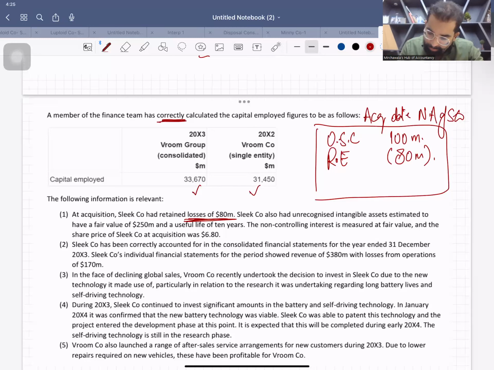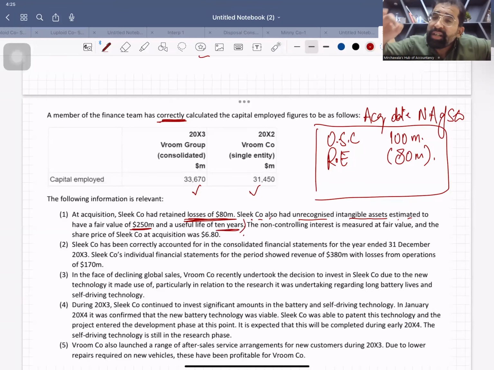So the next thing is Sleek company. You remember the fair value adjustment, and we have done different types of fair value adjustment in the class. See, it's a different one. Sleek company has also had unrecognized intangible assets estimated to have a fair value of 250 million and a useful life of 10 years. Now, wait, hold. Hope you remember, sometimes it happens when parent company acquires S company, S company has certain intangible assets which are not recognized in its books, like internally generated brands.